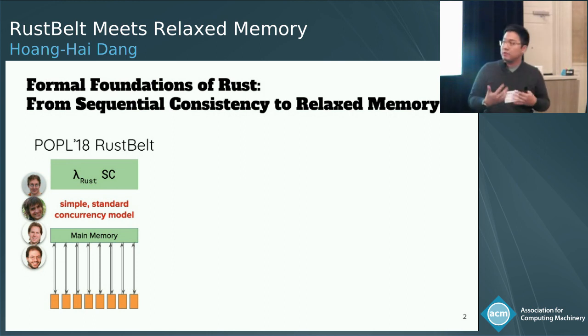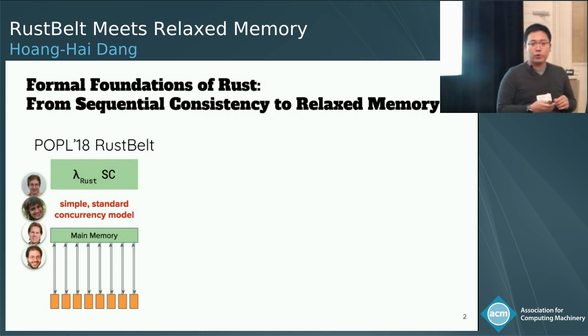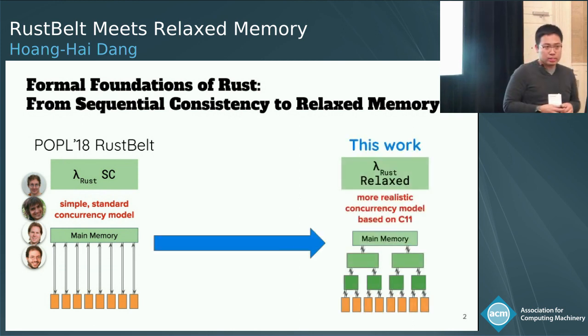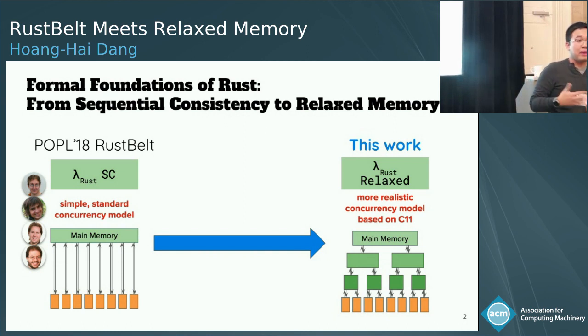However, while this is a very big step forward for the formal foundation of the Rust programming language, it is only the first step. In particular, in that work, the authors assume for the semantics of their language a simple concurrency model, which is the sequential consistency model, which does not really reflect the actual concurrency model that Rust uses, which is C11. And in this work, we make another step forward, that is to port this huge verification effort into a more realistic concurrency model that is much closer to the actual Rust memory model.